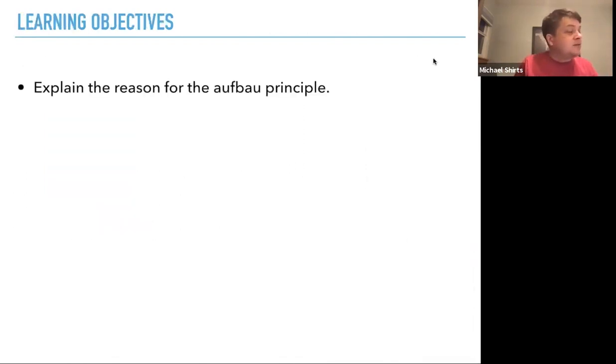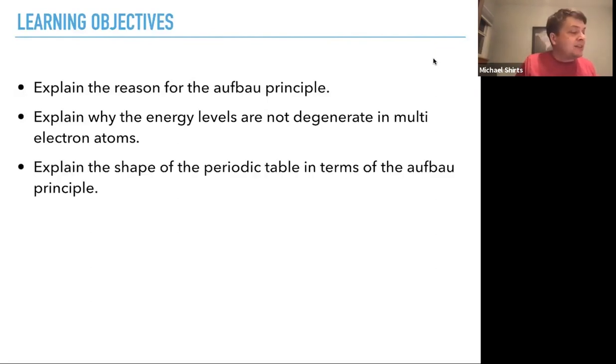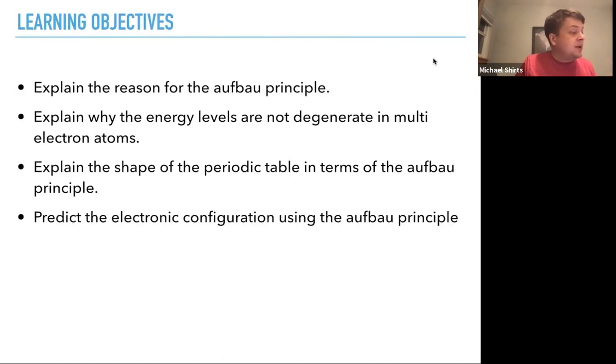So learning objectives for this segment is to explain the reason for the Aufbau principle and what Aufbau actually means. Explain why the energy levels are not degenerate in multi-electron systems. Why don't the 2s and 2p energy levels have the same energy? Why are those orbitals not the same energy, where in hydrogen 2s and 2p have exactly the same energy? Explain the shape of the periodic table in terms of this Aufbau principle, and predict electron configurations using the principle.